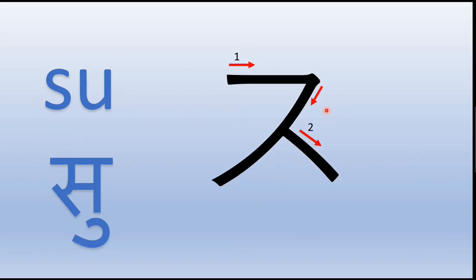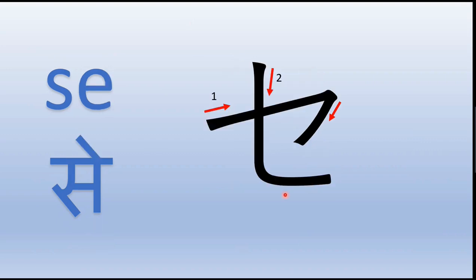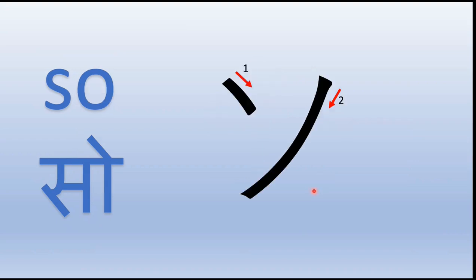Next is su. Su can be written in two strokes. The first stroke is like this and the second stroke is like this. Se is again written in two strokes. The first stroke will be like this and the second stroke will be like this. So the last alphabet in this line, so, has a first stroke like this, which is a short one, and then the second stroke like this. And as you can see, it is a bit steeper than shi.